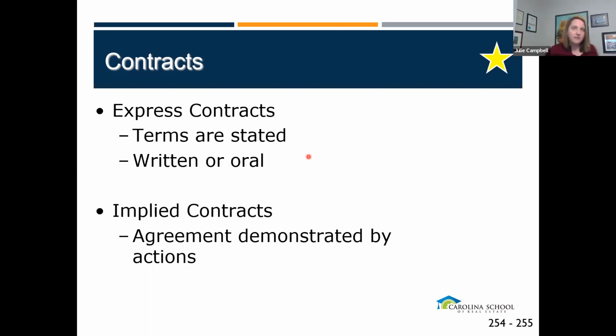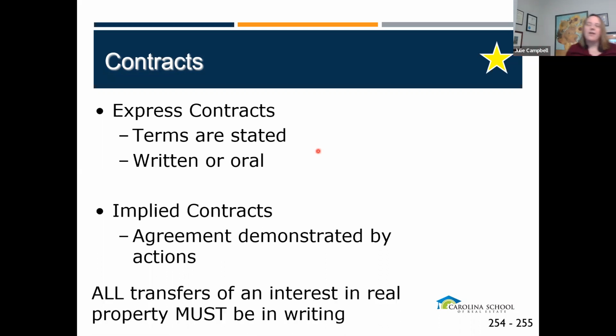That's an example of something that's implied. It's demonstrated by actions. And as we said, any transfer of real estate has to be in writing. So it's enforceable.